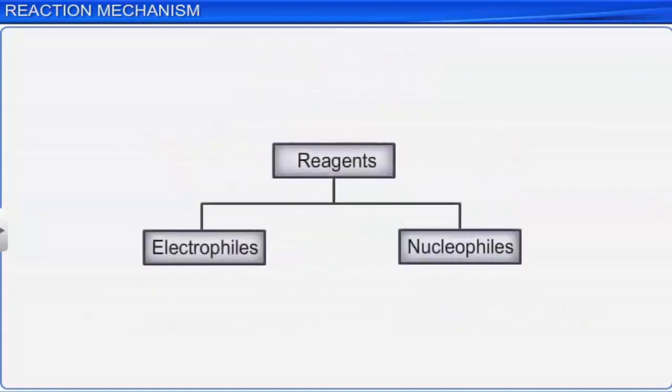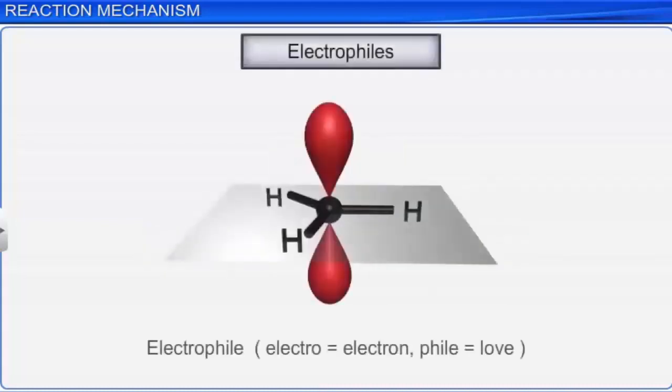Polar organic reactions are caused by 2 types of reagents: electrophiles and nucleophiles. Electrophile is an electron-seeking or electron-loving species, as it is electron deficient.